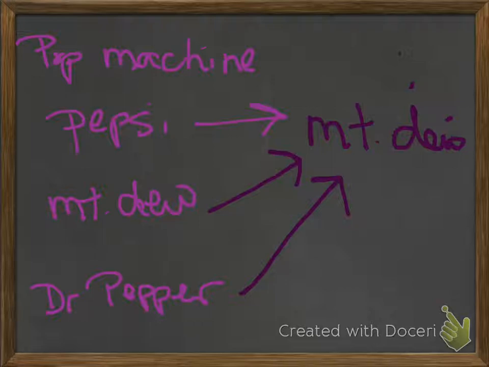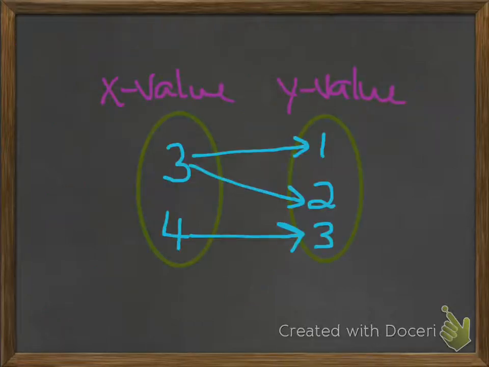All right, let's see what it looks like with a mapping, what we did on the last video. On a mapping, remember we have our x values and our y values. Here we have 3. If we have a 3, do we know what we're getting? We're either getting a 1 or a 2. So when we hit the 3, or the Pepsi button in this case, we don't know if we're going to get a 1 or a 2. So this is not a function.